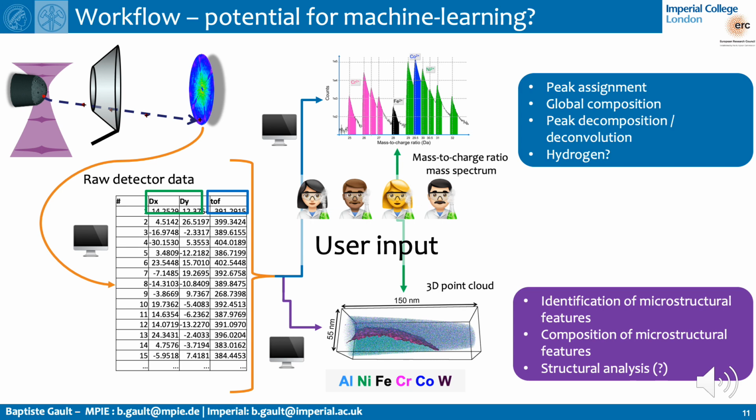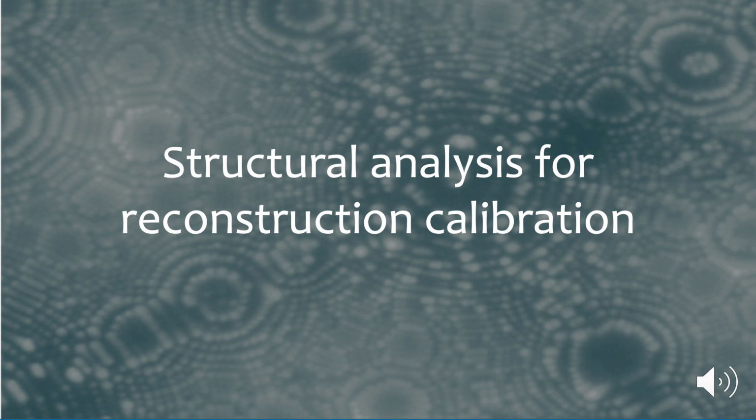What we would like to do, and where machine learning has a big role to play, is to suppress this user input and automate some of these processes. The first example I'm going to show is to try and perform this structural analysis to calibrate the atom probe reconstruction.